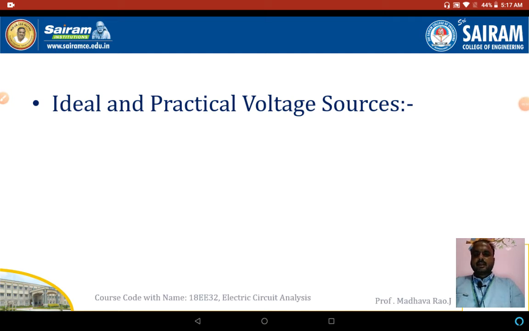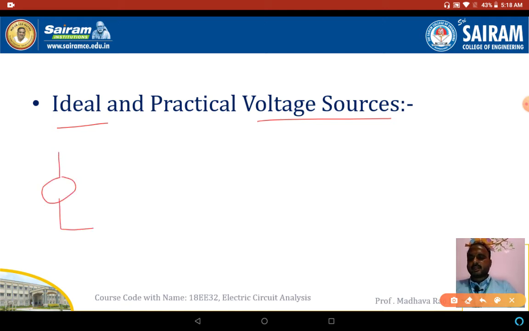Okay, here we will see what the ideal voltage source is and what the practical voltage source is. An ideal voltage source is one which maintains a constant voltage at its terminals, irrespective of the current delivered to the external network. For example, here we can see one simple circuit for an ideal voltage source.